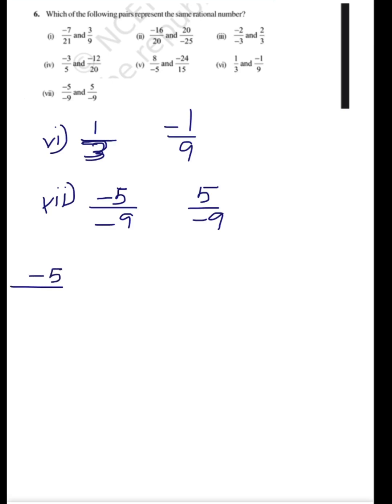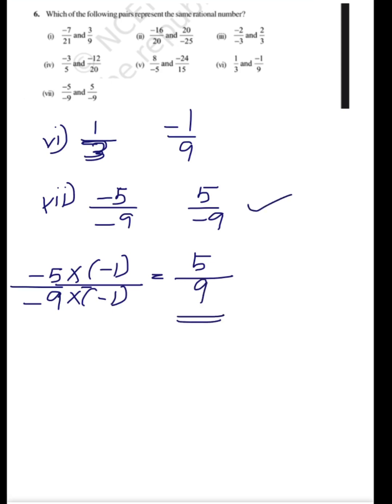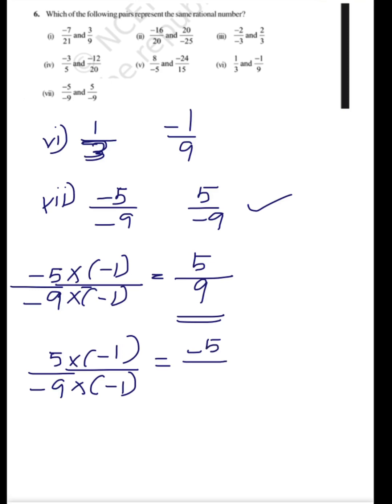So minus 5 by minus 9 means what? If you multiply both sides with minus 1, then in the answer you will get, what is minus 5 into minus 1? 5. What is minus 9 into minus 1? 9. So 5 by 9. Now let's take the second one, which is 5 by minus 9, and let's multiply both sides with minus 1. Okay, then what will you get in the answer? You will get minus 5 by 9. So one is 5 by 9 and another one is minus 5 by 9, which means both are not equal. So both do not represent the same rational number.